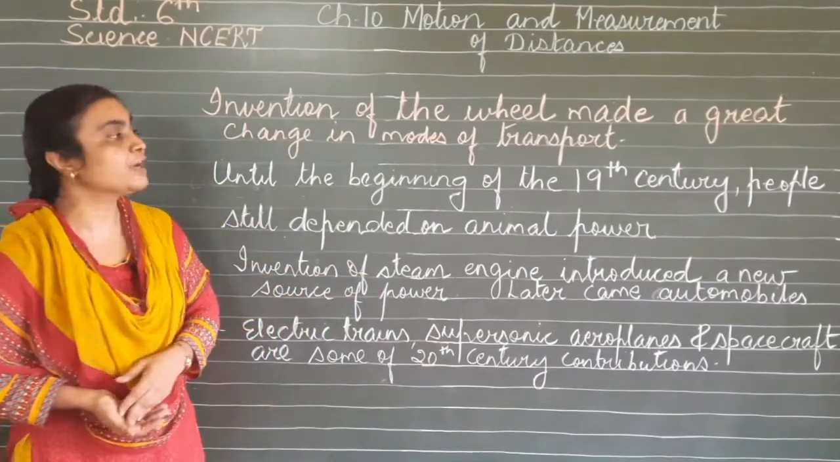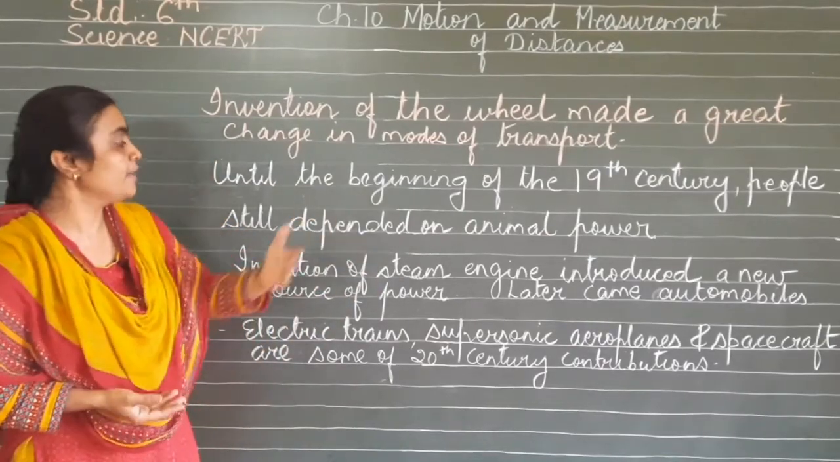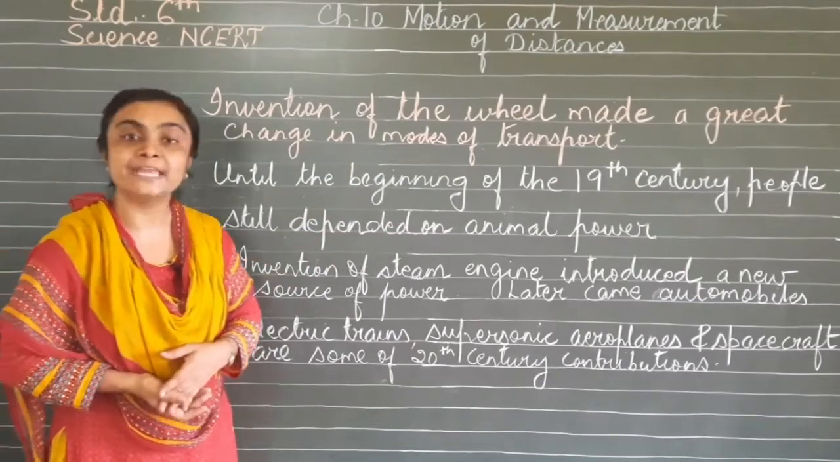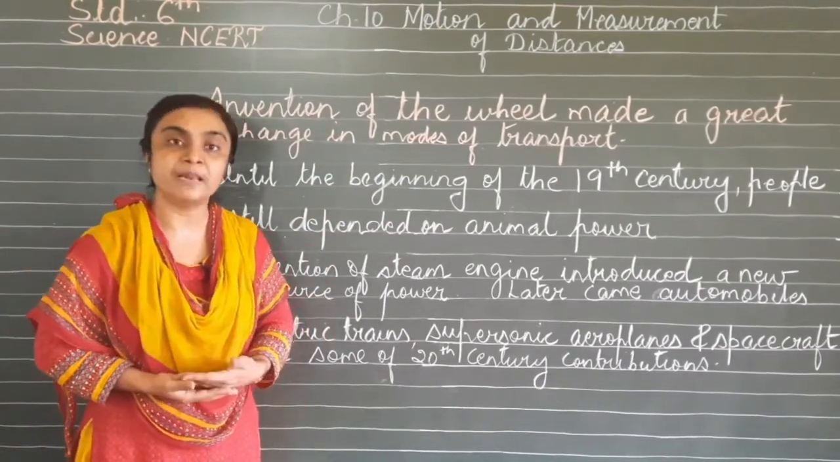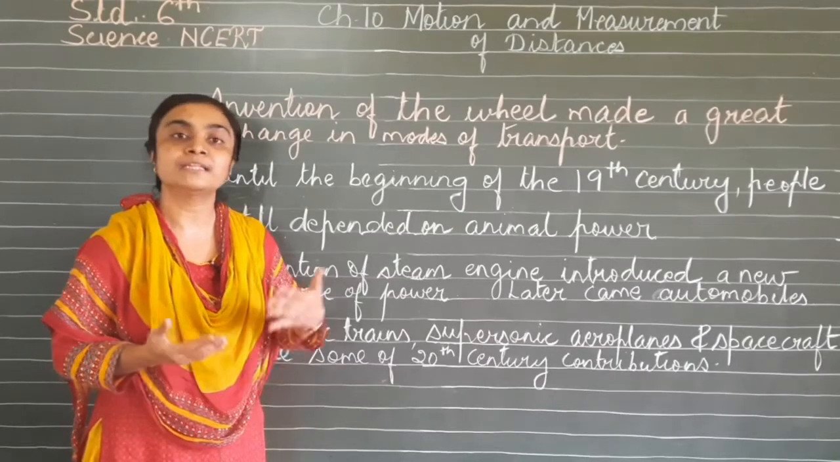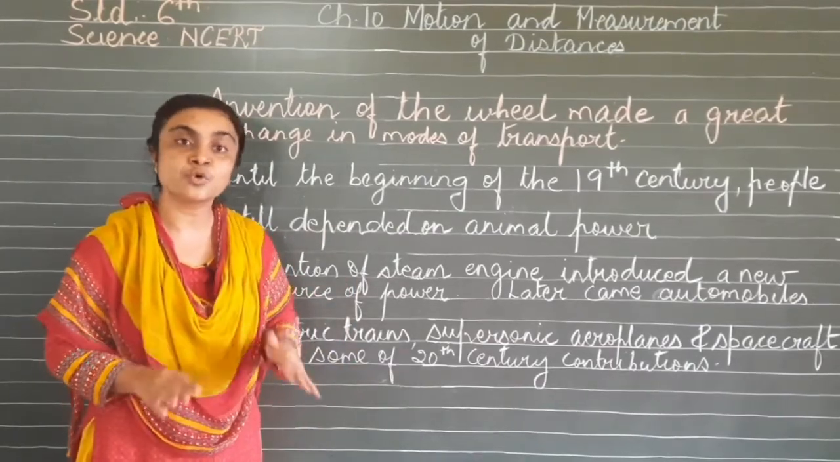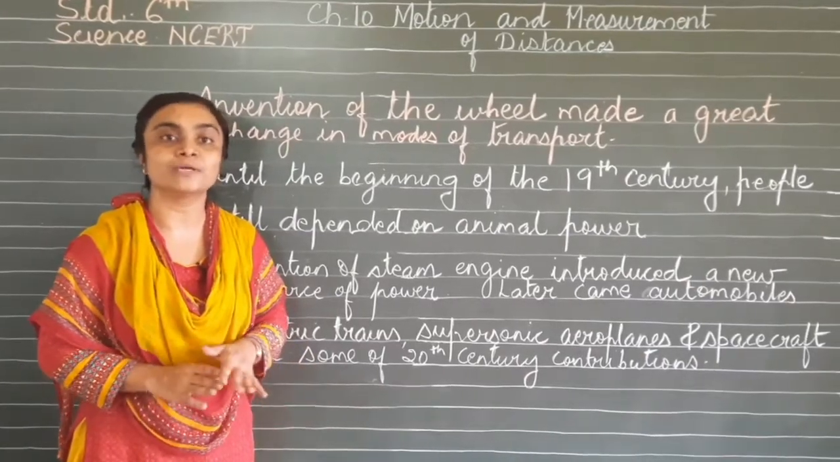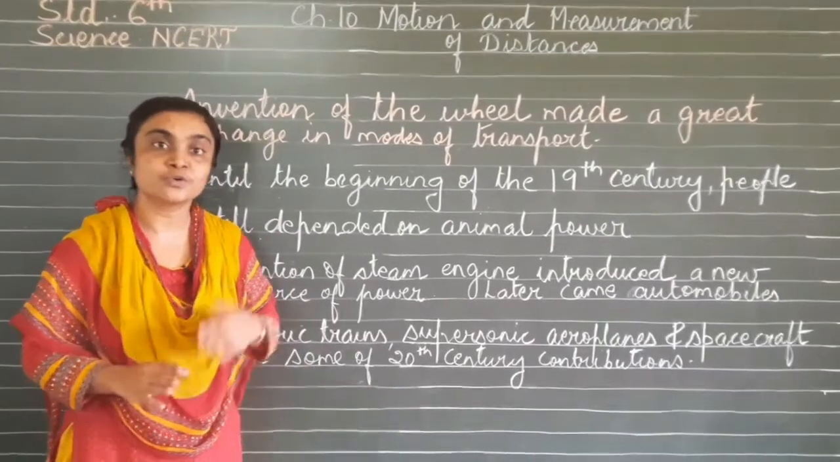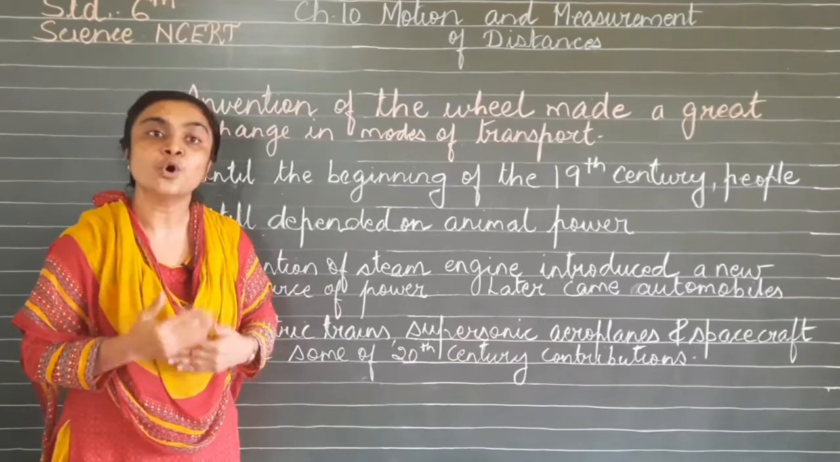So until the beginning of the 19th century, many of the people still depended on animal power, as we call it. Wheels were invented, but with the help of animal power, they used to move those wheels. There was no motorized thing over there. There were no machineries so that the wheel could turn automatically.